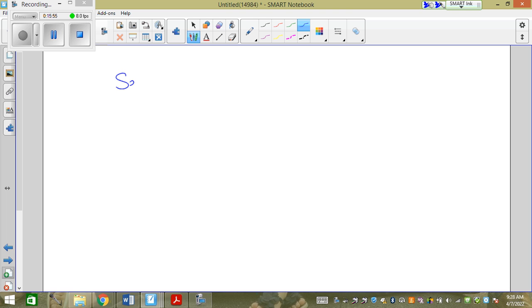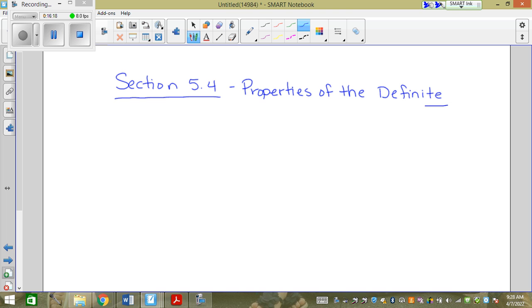Okay, section 5.4. It's still just properties of the definite integral. So we did the definite integral for 5.3, and we're going to just do it again, extended, with more properties. I talked about a lot of these properties already in the previous lesson, such as if you have a coefficient, you can take it outside of the integral. That's what we're going to keep talking about today. We're also going to talk about total distance and total displacement today.